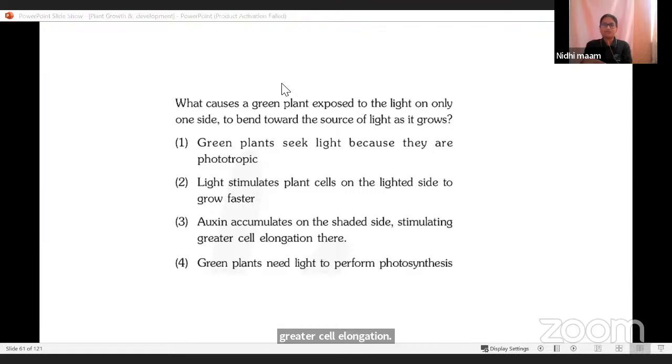So this is about plant growth and development. Tomorrow we are going to discuss the concept of biomolecules. Biomolecules concept we are discussing tomorrow.